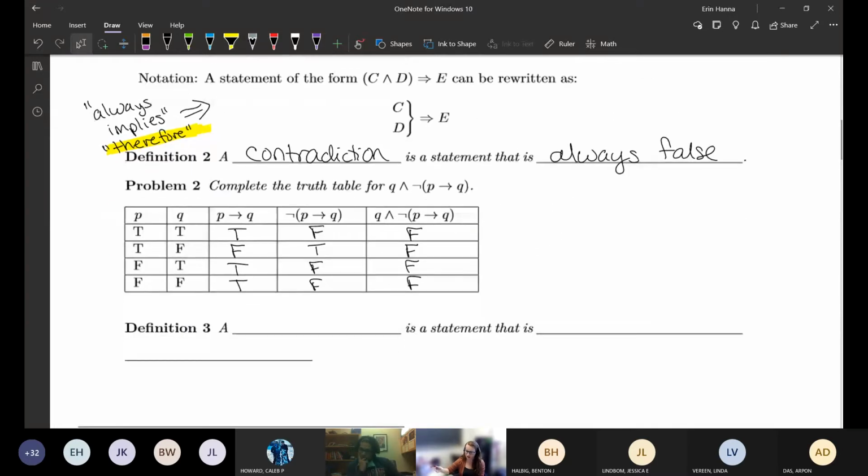With contradictions, it doesn't really get us anything nice. It's just like, yay, it's a contradiction. So contradictions exist, but they aren't really used as much as tautologies, because why would you want to use something that's false?